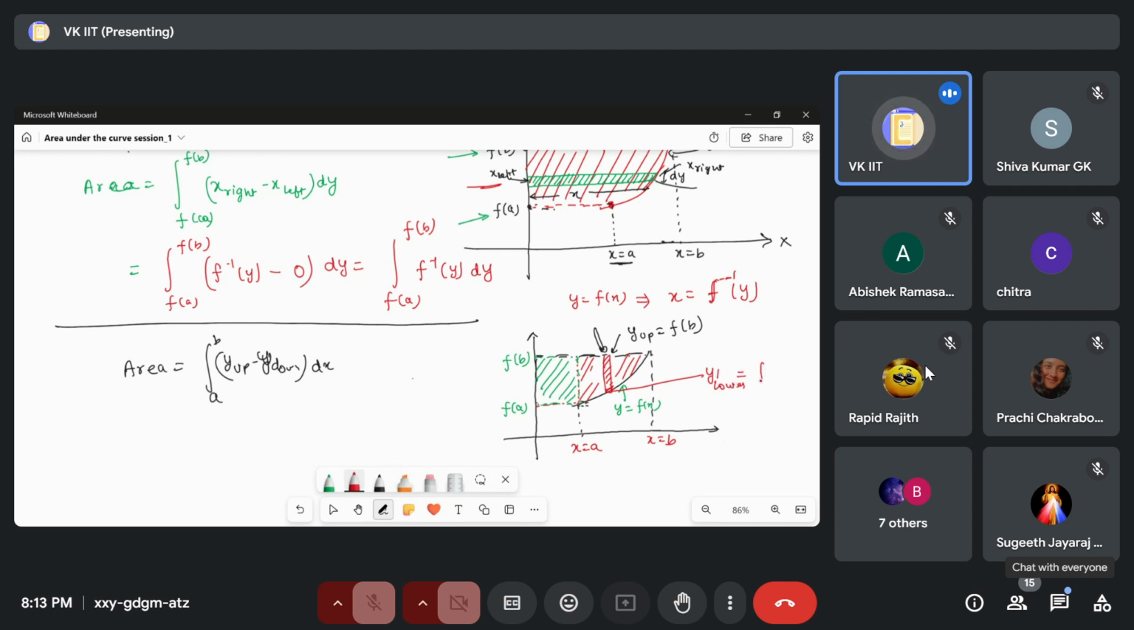However, y lower will be what? f of x. Okay. So therefore the area will be a to b, y upper.